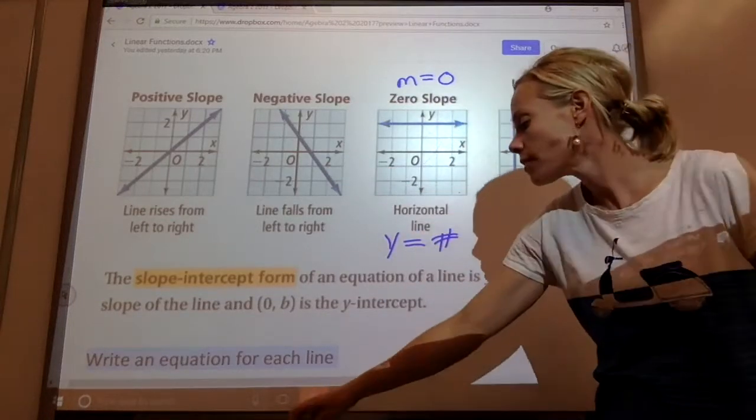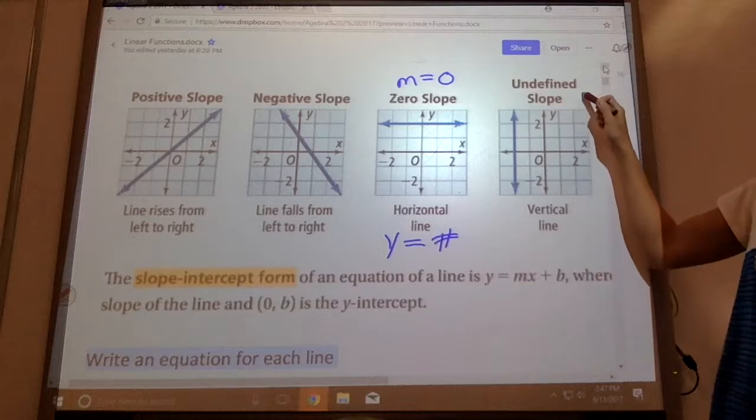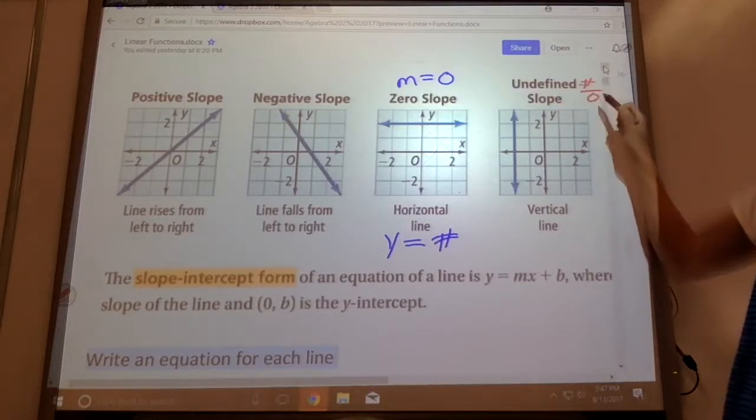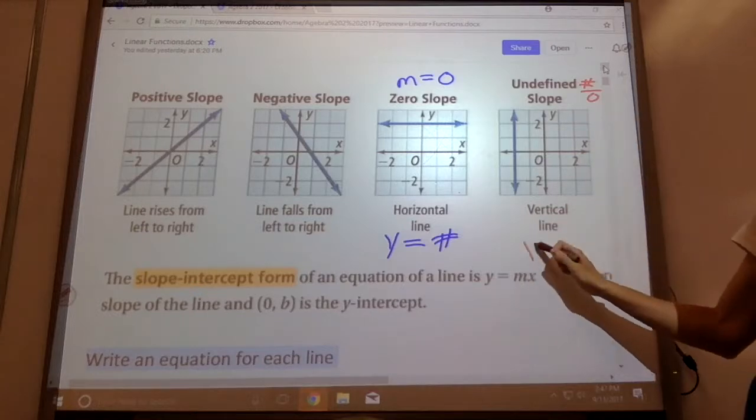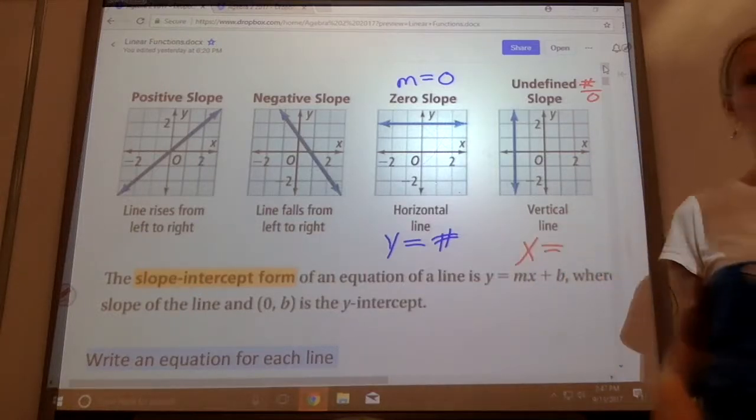So when a slope is undefined, meaning I have 0 on the bottom, you can never have 0 on the bottom of a fraction. That's undefined. And then this would be an x equals. Vertical lines are x equals.